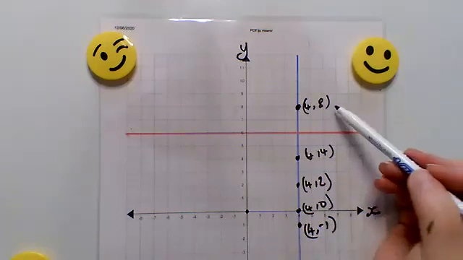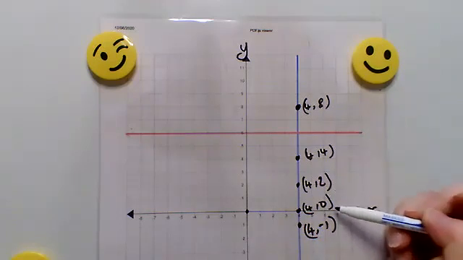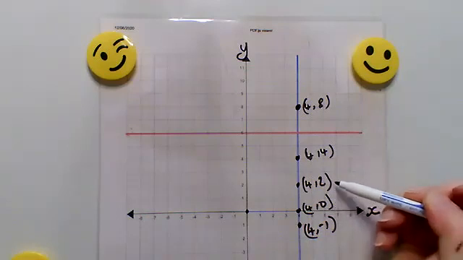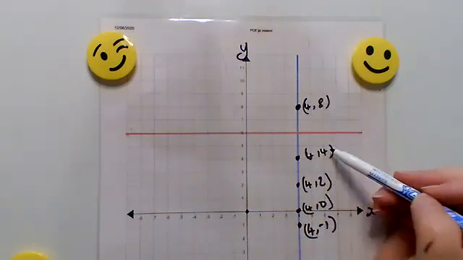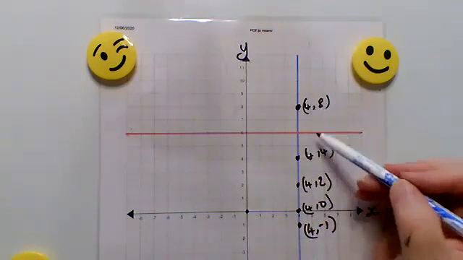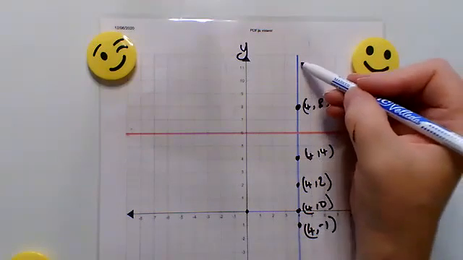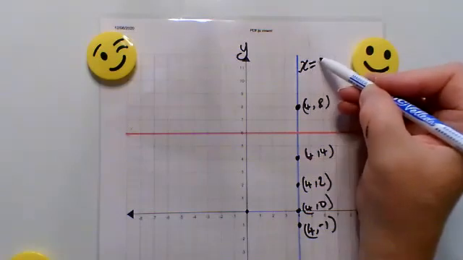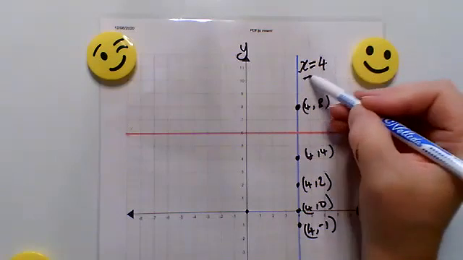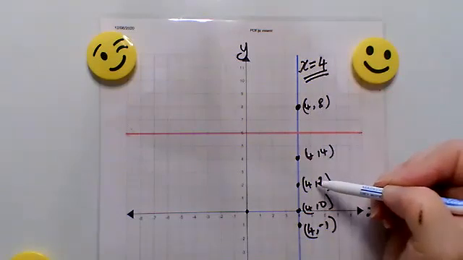Let's just look at these coordinate points. What do we notice about each coordinate point? Well, the y value changes, but the x value always stays at 4, which is why we call this line x equals 4, because it always does.